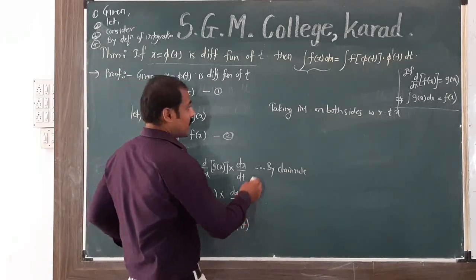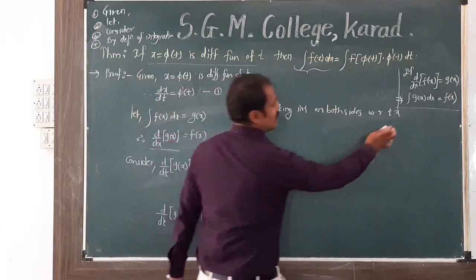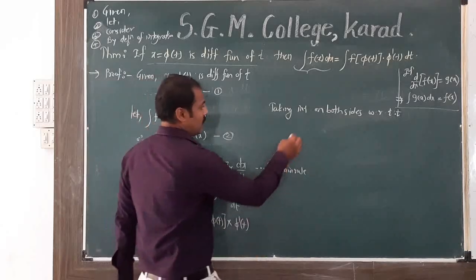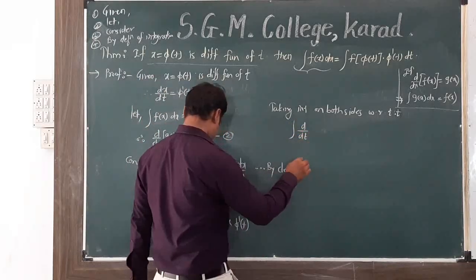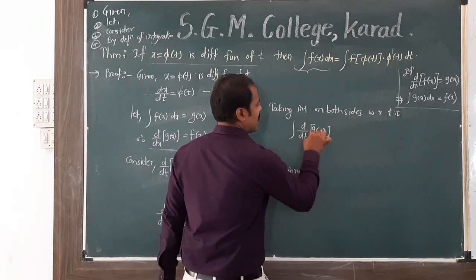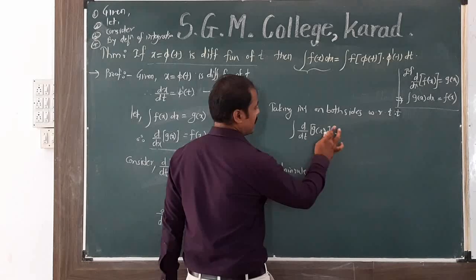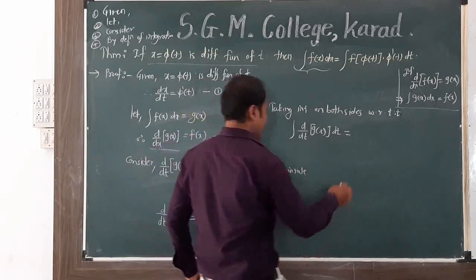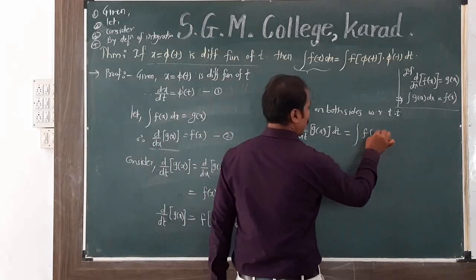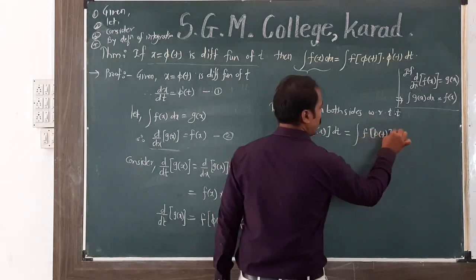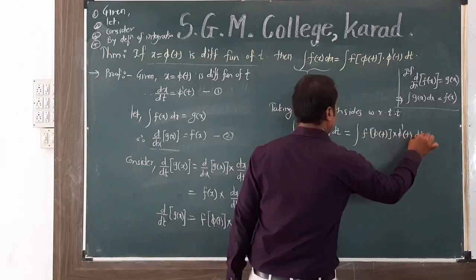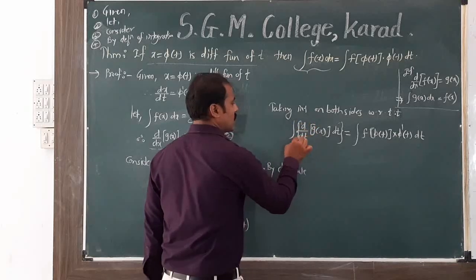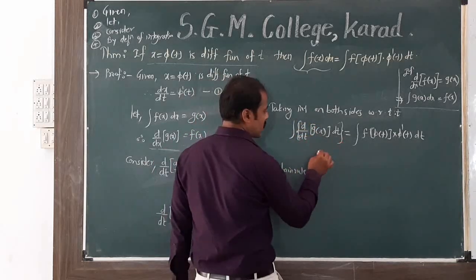So taking integration on both the sides with respect to t, because the function is in t. So the integration of d dt of g of x dt is equal to the integration of f of phi of t into phi dash of t dt. Okay, here integration and derivative are inverse processes of each other, so integration and derivative cancel, dt also cancels. What's remaining here?